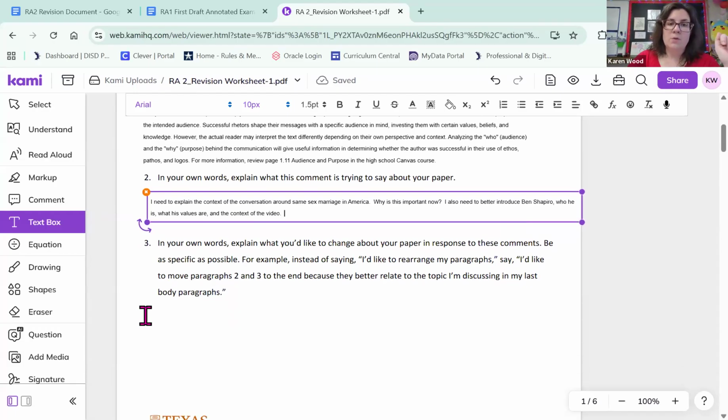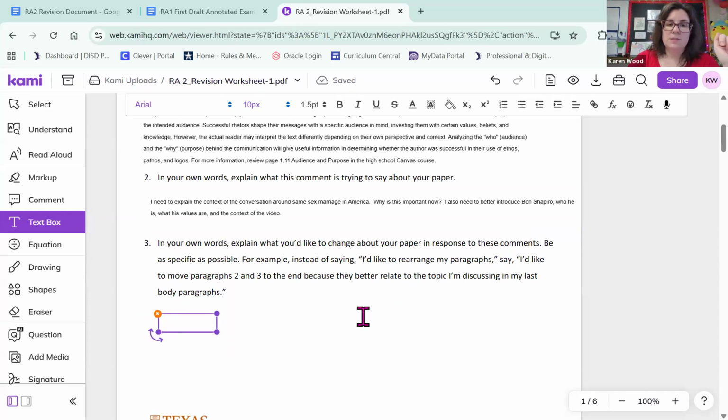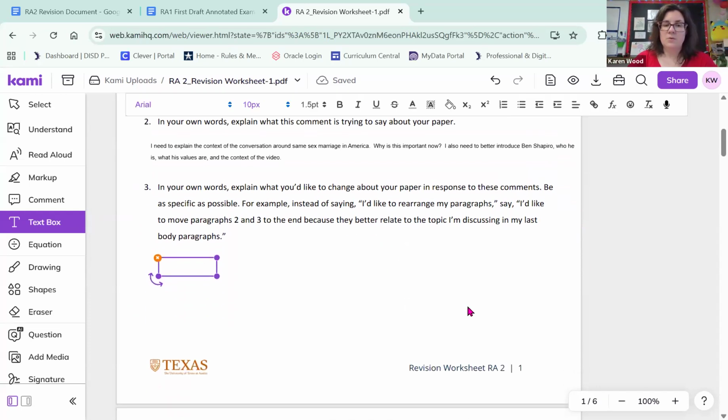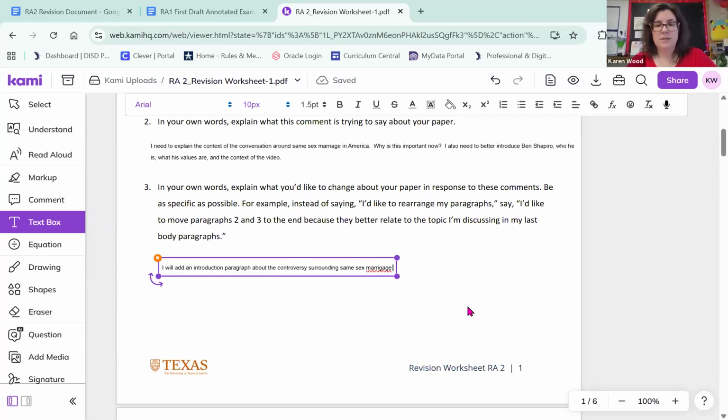Okay, so what would you change about the paper based on these comments? Be specific with examples. So I will add an introduction about the controversy surrounding same-sex marriage in America.